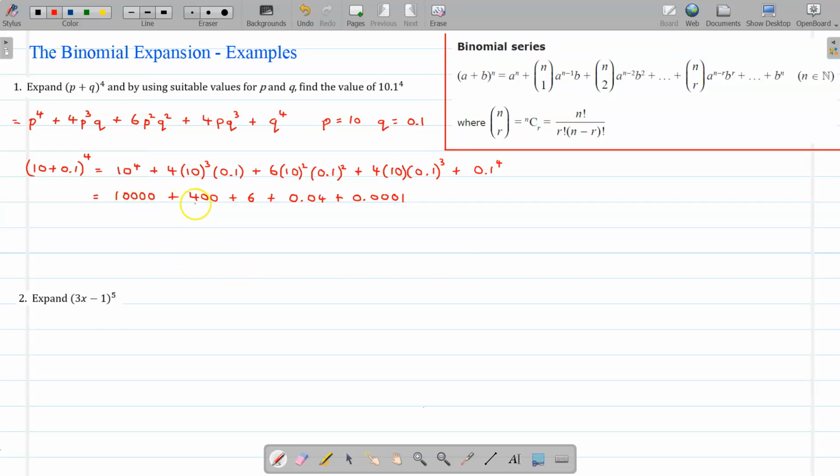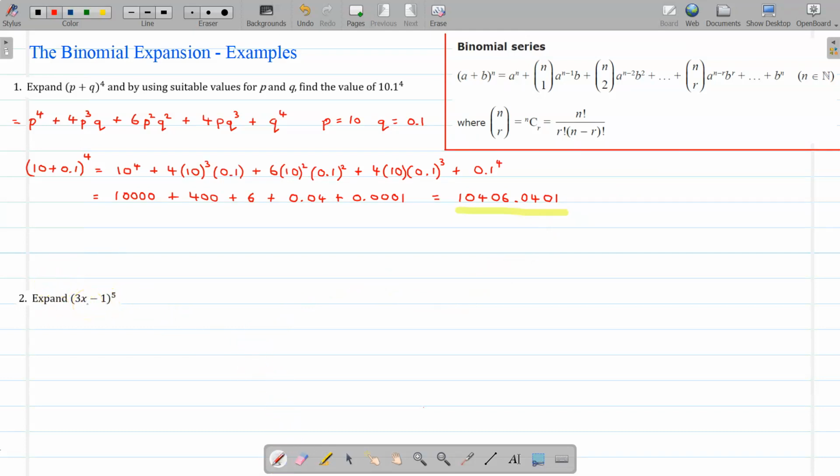We just put those together, and we've got 10,406.0401. And if you put into your calculator 10.1 to the power 4, it will give you that number there, 10,406.0401.